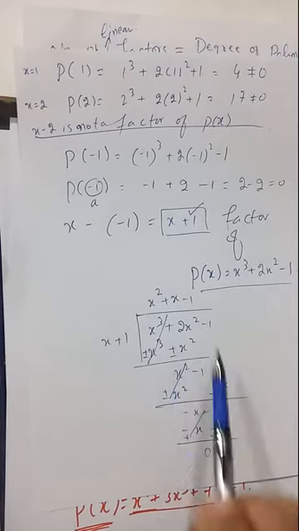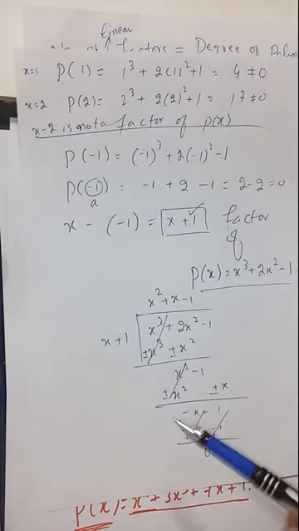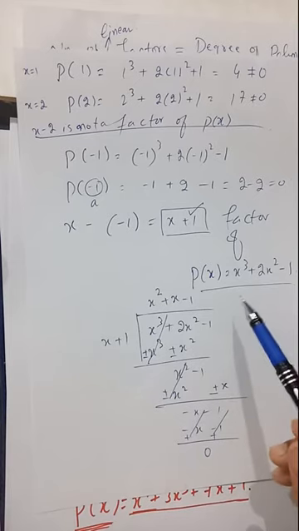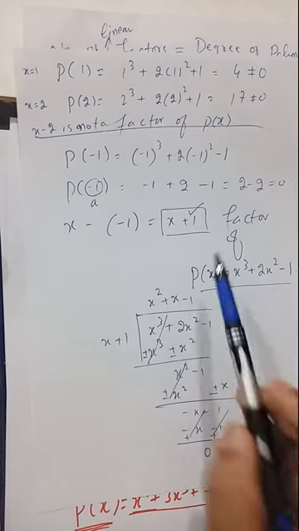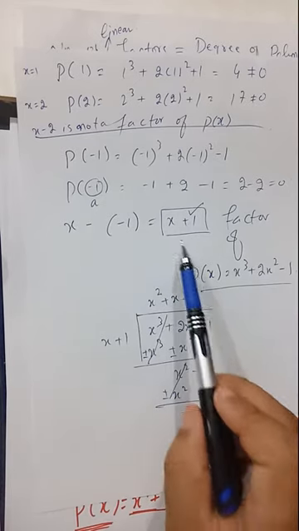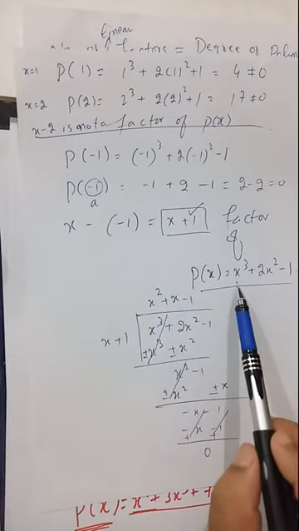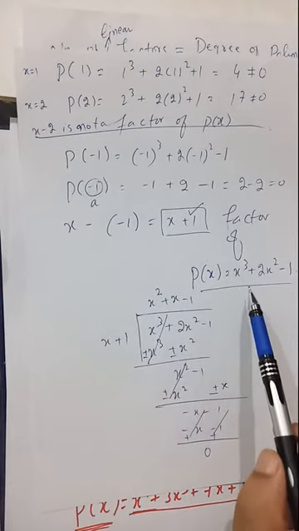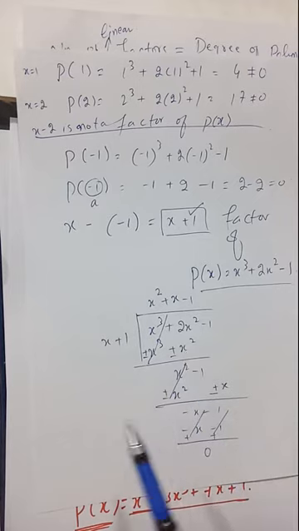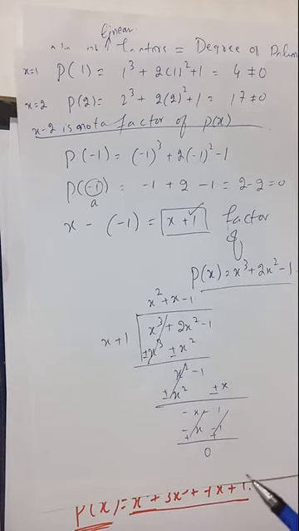Why do I divide the given polynomial by x plus 1? I am interested in finding the two other linear factors, because x plus 1 is a single linear factor of this polynomial and the degree of this polynomial is 3. If the degree is 3, there must be 3 linear factors. That's why I am finding the 3 linear factors, and that's why I divide the given polynomial by the linear factor x plus 1.